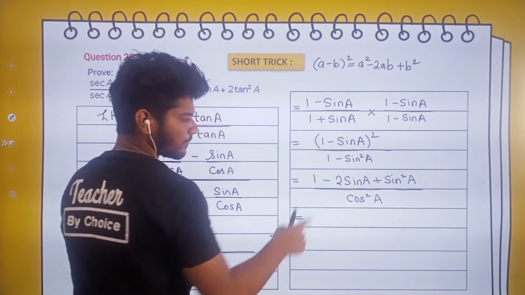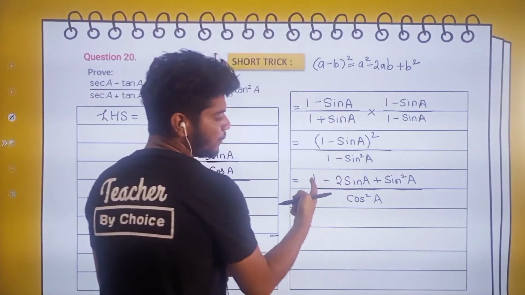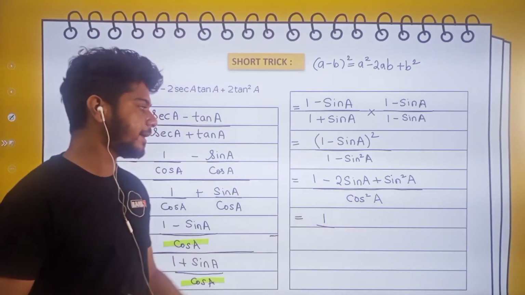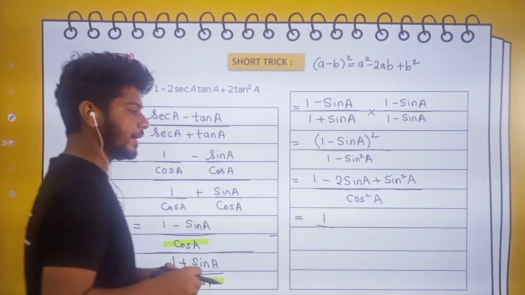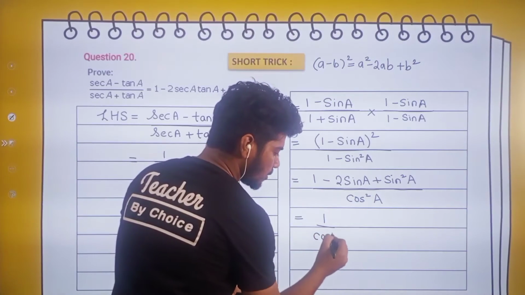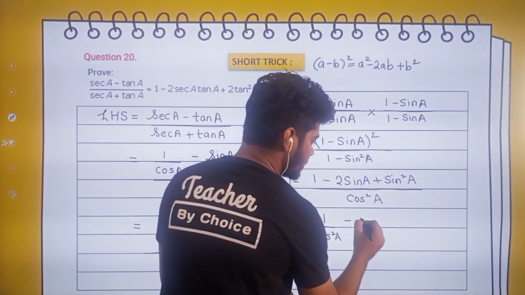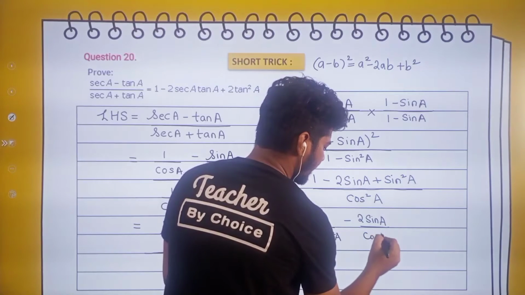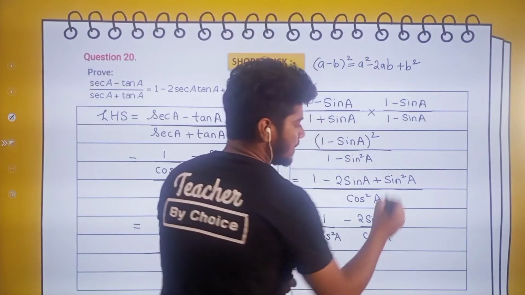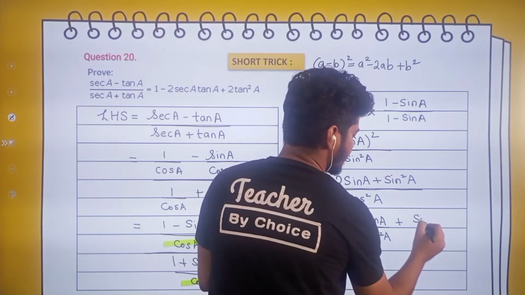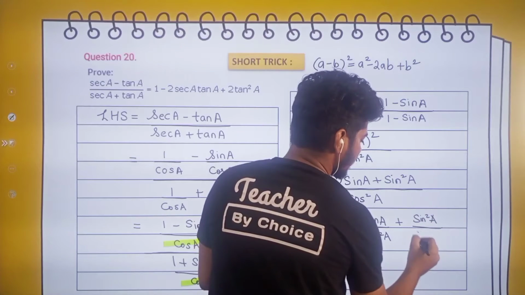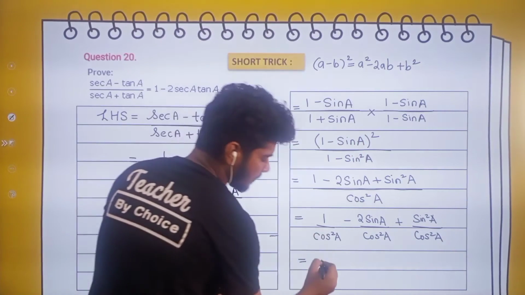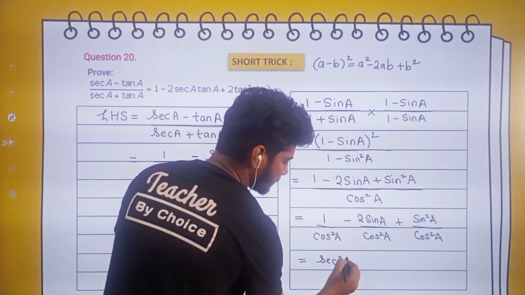Okay, now see, simplify. What you can do, you can split the denominator. See, in the previous sum we had done the split of the denominator. In this sum also you can split the denominator. How to split the denominator? Look here, cos square A minus 2 sin A upon cos square A plus sin square A upon cos square A, sin square A upon cos square A, right? See, 1 by cos square A is what? 1 by cos square A is sec square A.